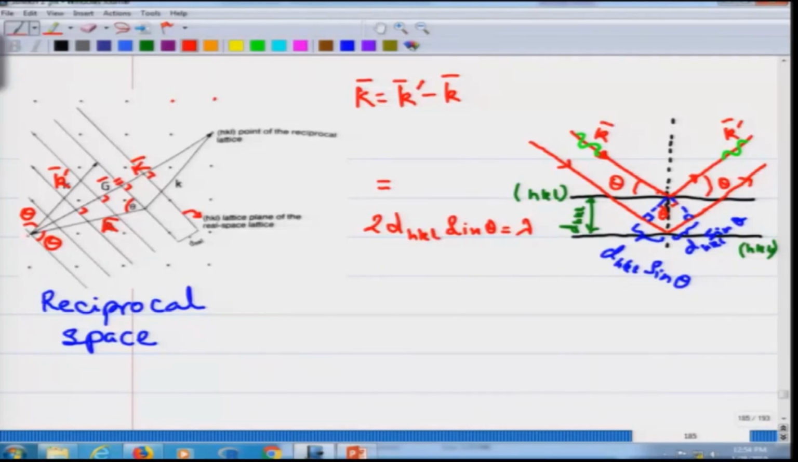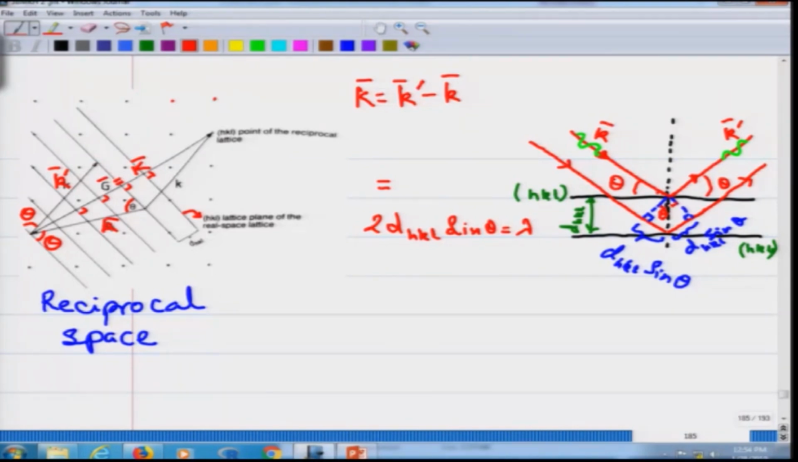For example, the incoming X-rays is represented with a vector whose length is your incoming wave vector k and whose direction is the direction of the incoming wave, and it gets scattered out with a wave vector k prime whose magnitude is the same as k, direction is different. So, in the reciprocal space you can draw this other vector which is representing your k prime vector.